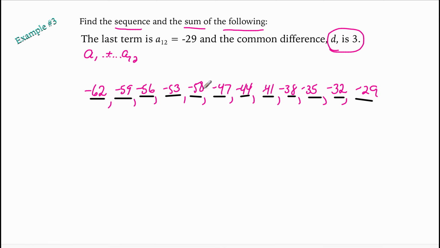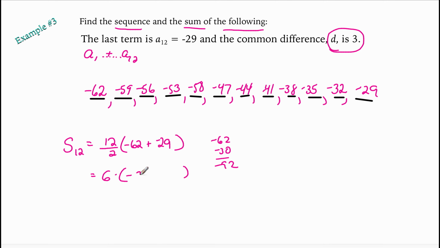Now they want me to add up these 12 terms. Oh, Gauss again. To find the sum of these first 12 terms, I have 12 terms that I'm pairing off. The first term is negative 62, and the last term is negative 29. That's 6. Well, negative 62 and negative 29 is, let's see, this is what I think in my head, negative 62, negative 30, negative 92, so that's going to be negative 91. Multiply that out, and that is negative 546.